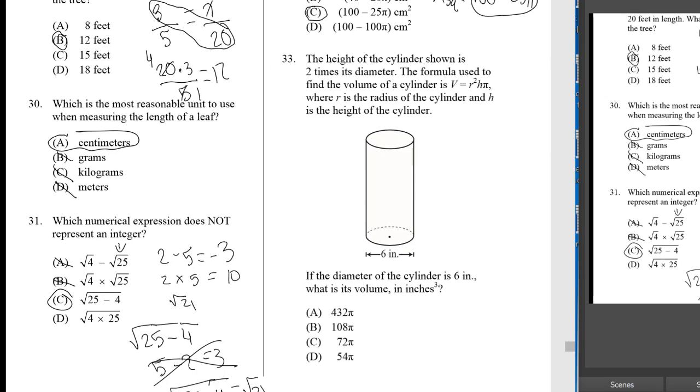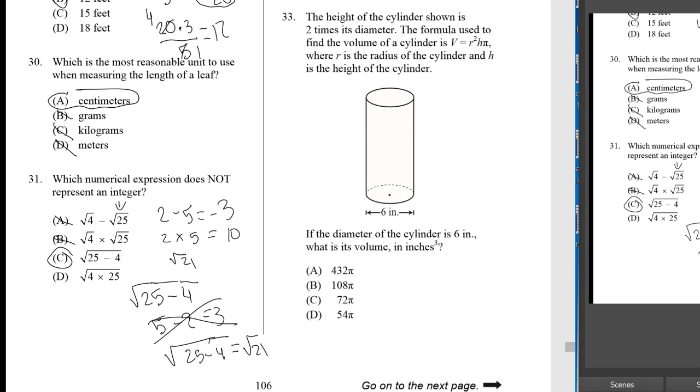The height of the cylinder shown is 2 times its diameter. The formula used to find the volume of the cylinder is V equals R squared H pi. I'm sorry, I read it out of order just because I'm used to seeing it as pi R squared H, but the commutative property says I can put those in any order because it's multiplication, where R is the radius of the cylinder and H is the height. If the diameter of the cylinder is 6 inches, what is the volume?